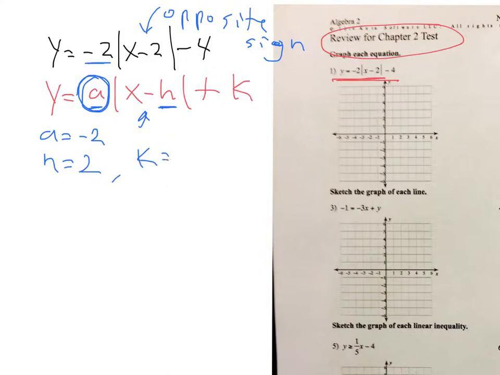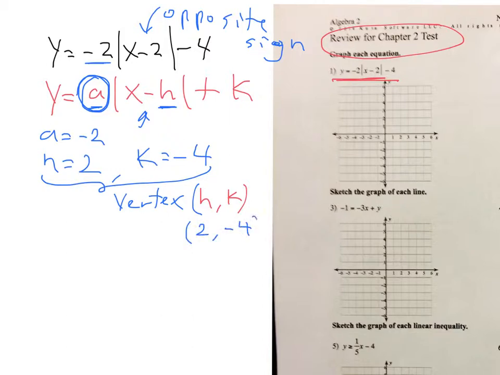The k is whatever's after the absolute value. In my case, I have a -4. The reason I'm doing this is because the a can give me a lot of information, and from the h and the k, I can get the vertex. The general form for the vertex is h comma k. In our case it is 2 comma -4.